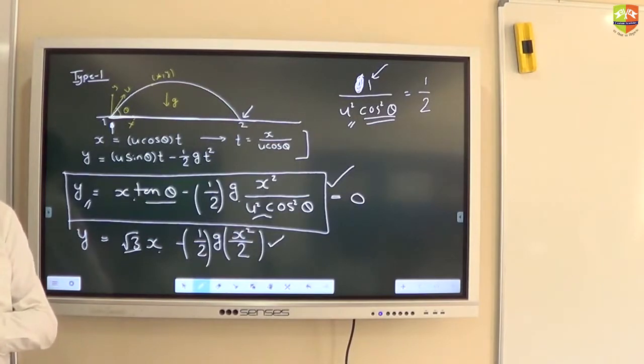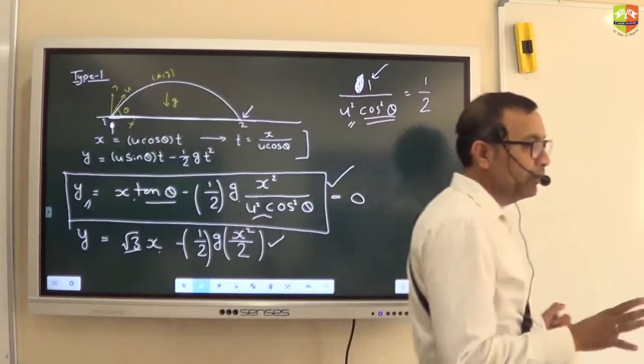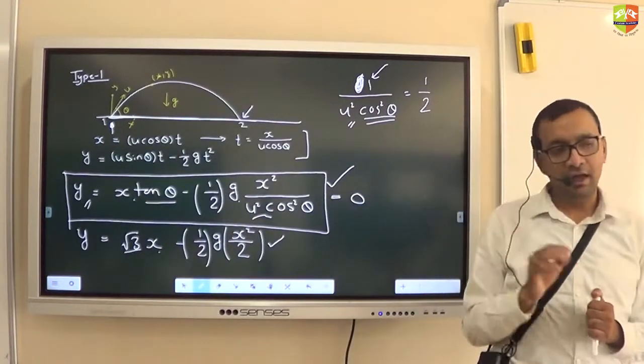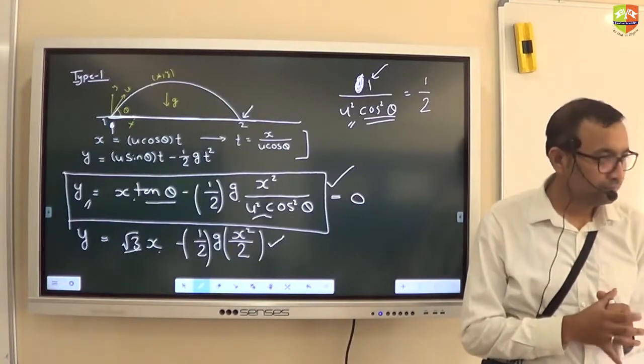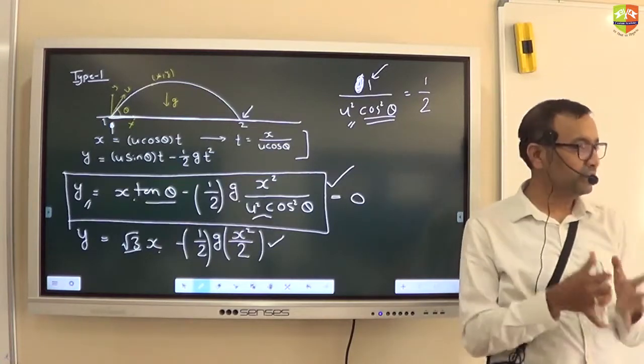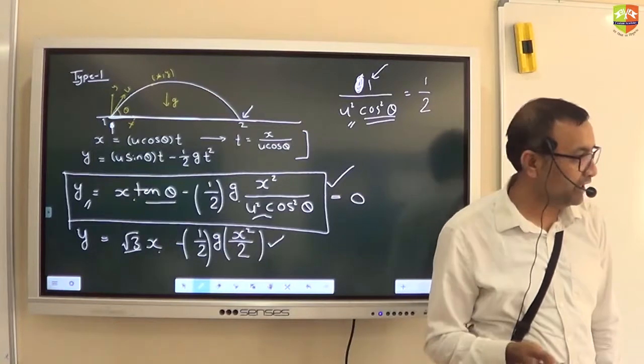Fine? Any doubts? Right? So this is your type 1 projectile. Type 1 is in your NCERT curriculum. Only this type will be asked usually in your school. Alright? But that doesn't mean that only this type of projectile motion exists. There are million different types of projectile that can happen.